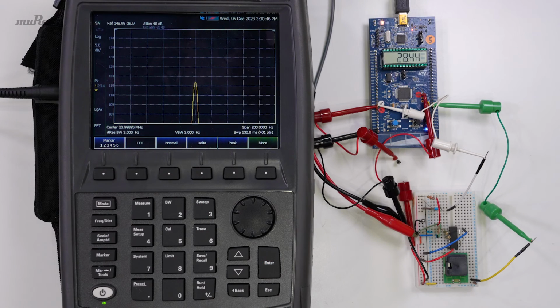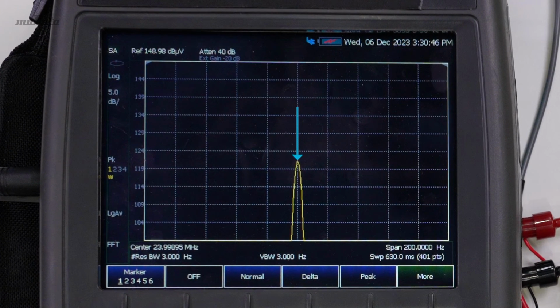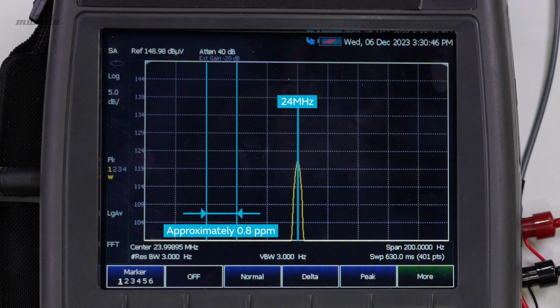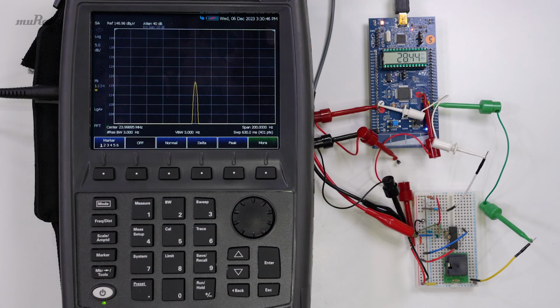Now let's check the temperature compensation of the crystal unit using a spectrum analyzer. The peak of the waveform is the oscillation frequency. One division on the horizontal axis represents 20 Hz. The crystal unit has an output frequency of 24 MHz, so one division is equivalent to about 0.8 ppm. First, we will take a look at the thermal dependence of the crystal unit's frequency when no frequency compensation is applied.